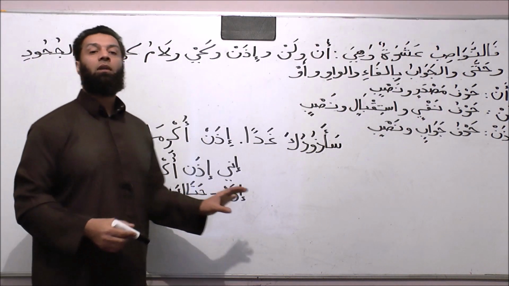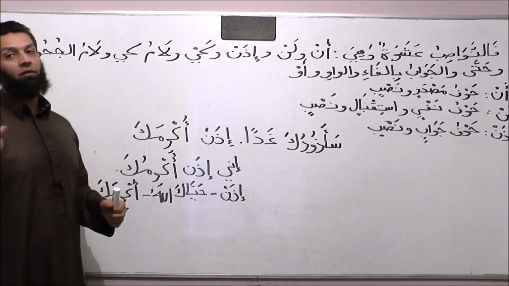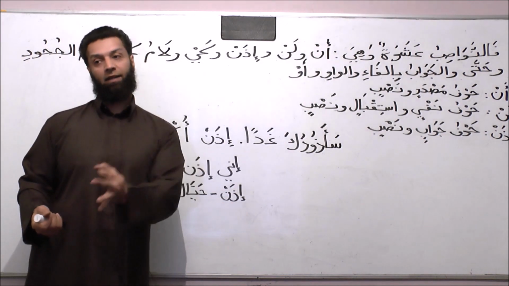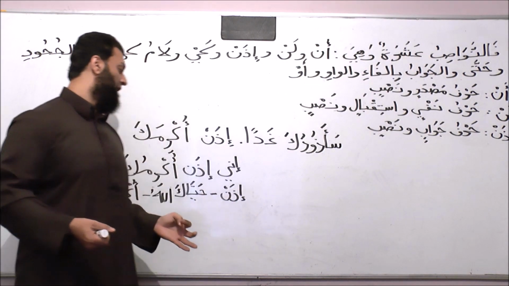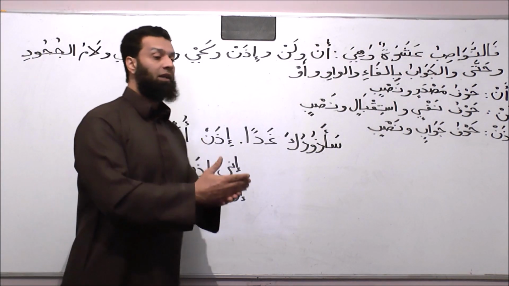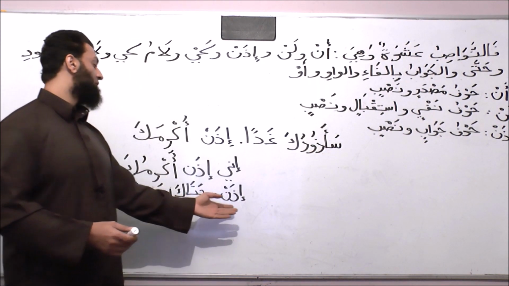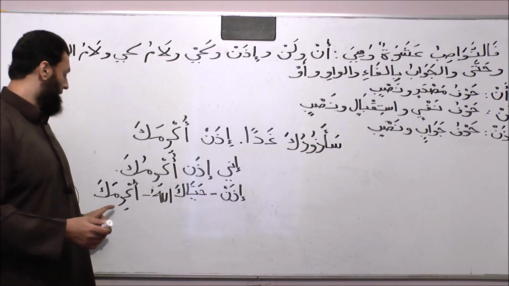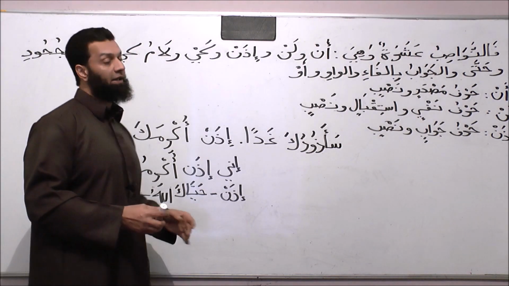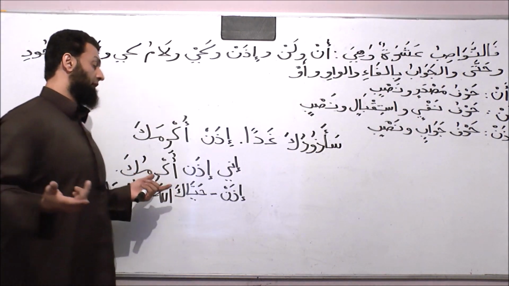Has this now been vowelized correctly? Does it fulfill all three conditions? The first condition is that we begin with idhan. Yes, we do begin with idhan. The second condition, that there should be no fasil, no barrier between the use of idhan and al-fi'l al-mudari'u that will follow it. Do we have a fasil? Yes, we do. But what type of fasil is it? It's a verb.